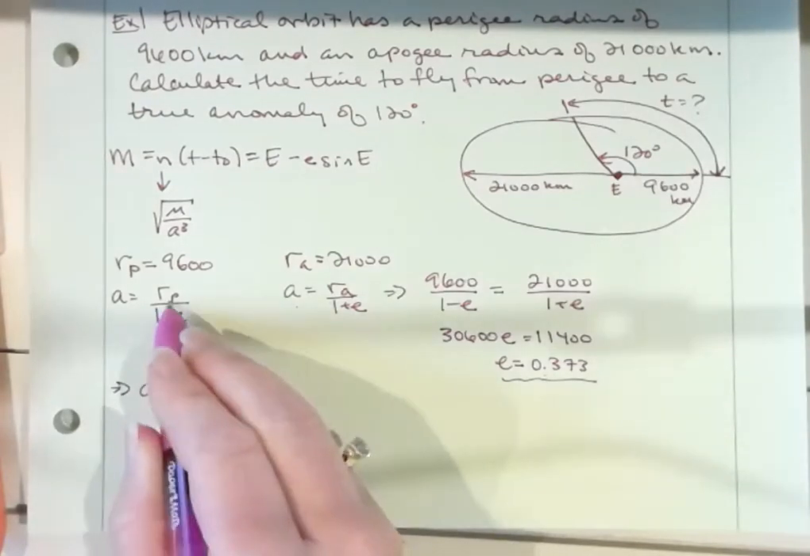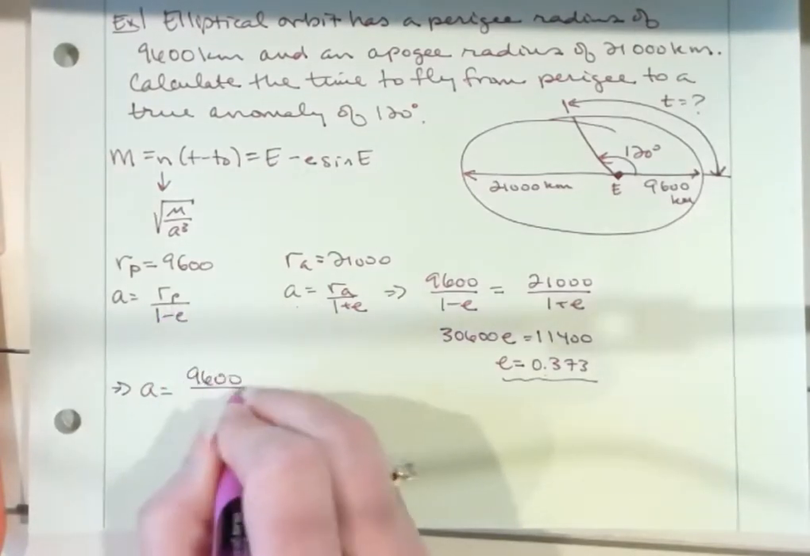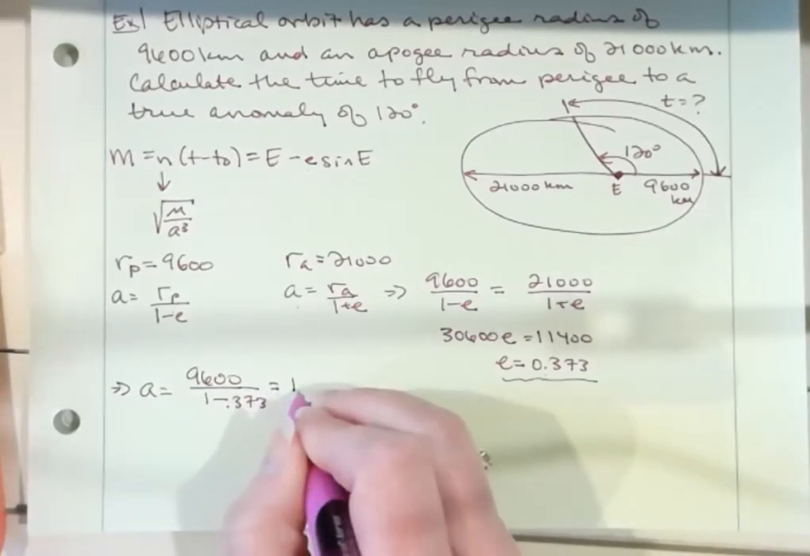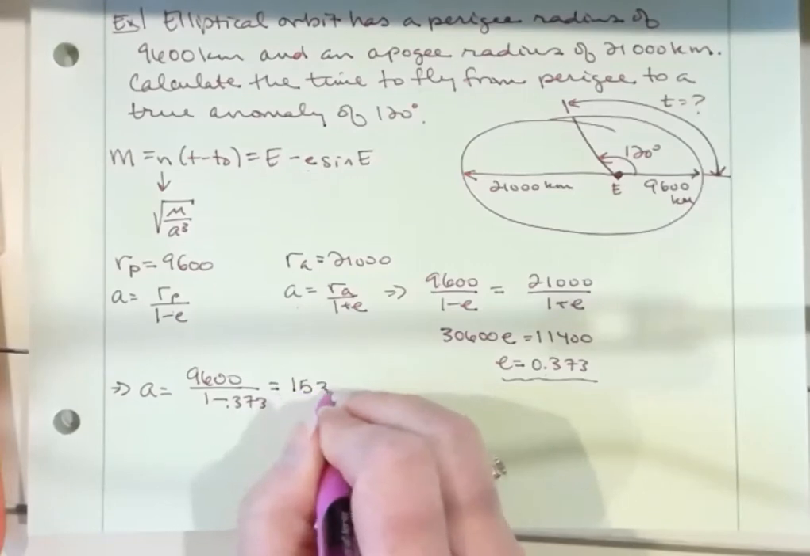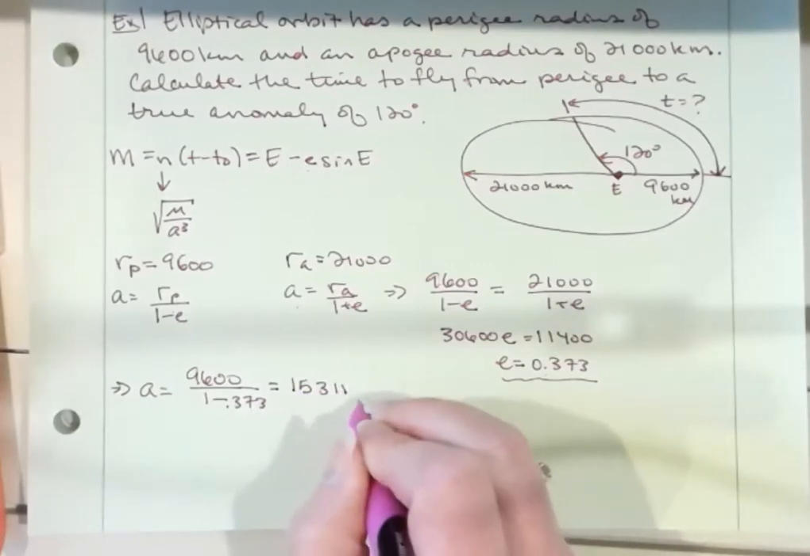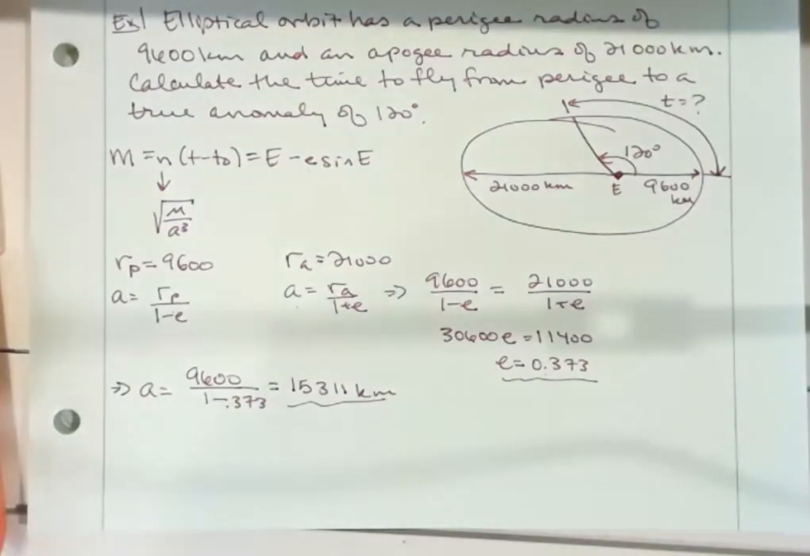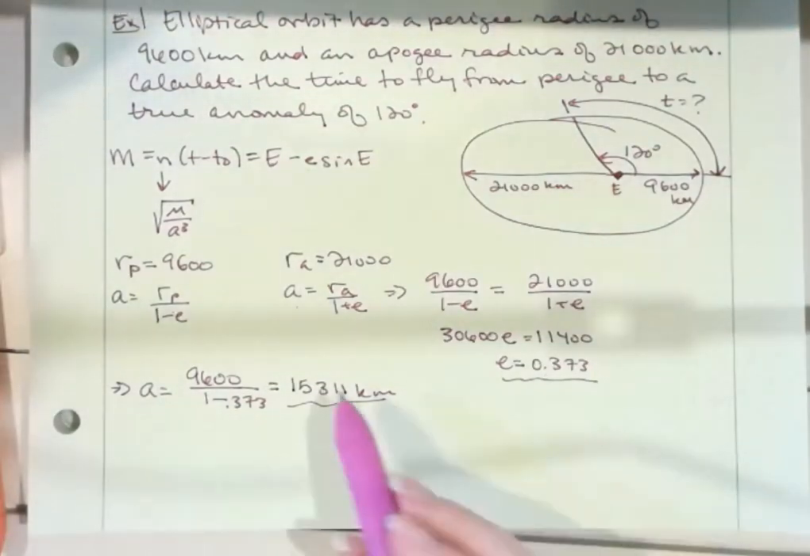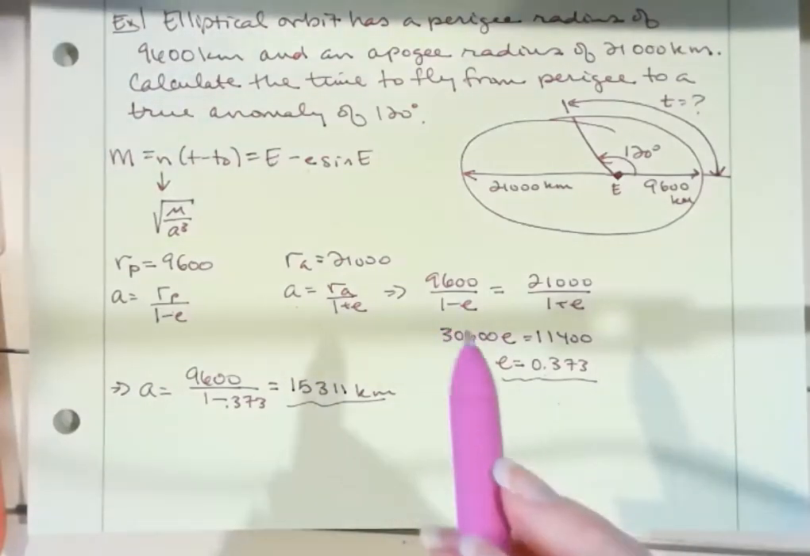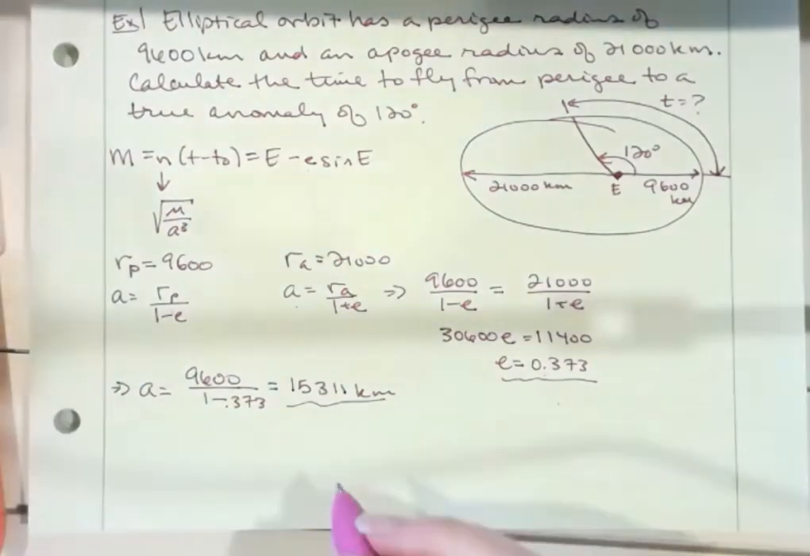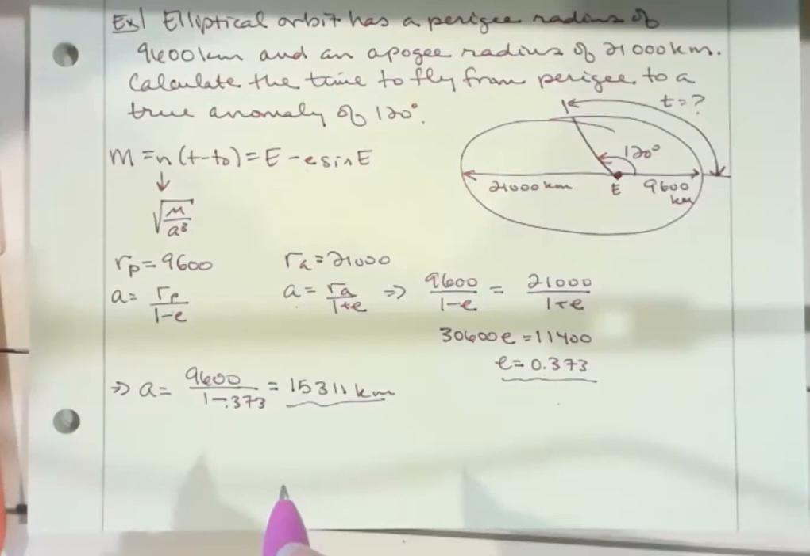So I'm going to use the RP equation. So 9600 over 1 minus 0.373 equals 15,311 kilometers. All right, so there's A. So now we've got A, we got E, and now what we want to do is find our time.